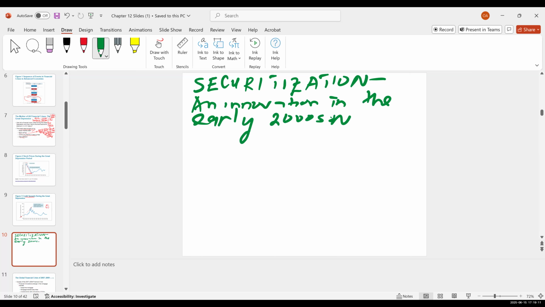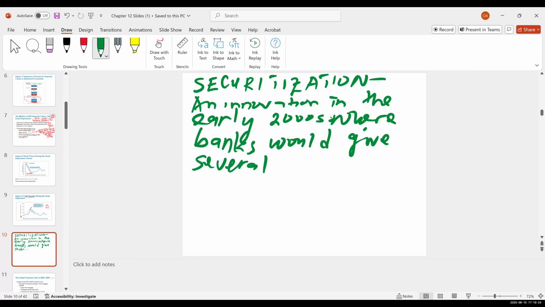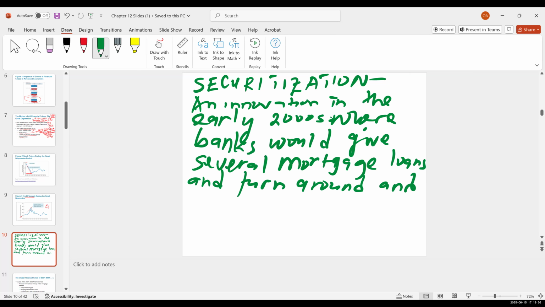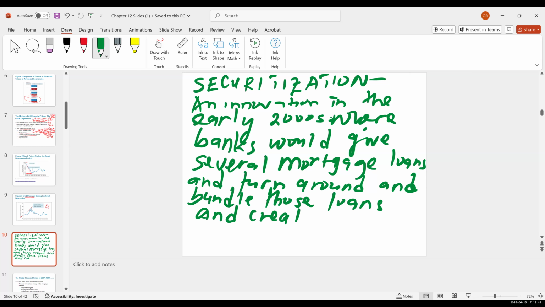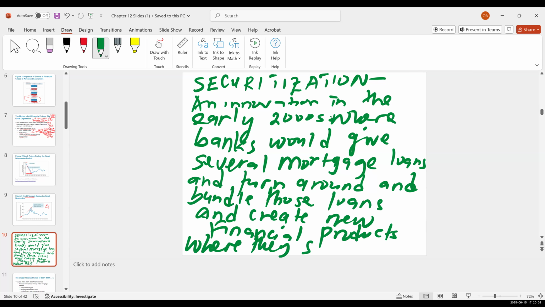where banks would give several mortgage loans, and turn around and bundle those loans and create new financial products where they would sell shares. That's securitization. So I'm going to talk about how it happened. So this is the process of securitization.